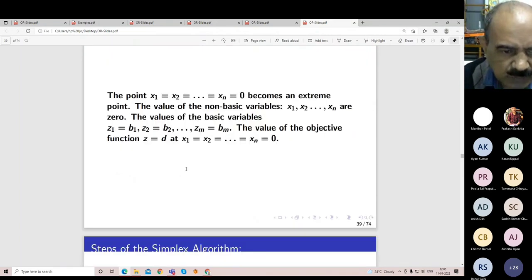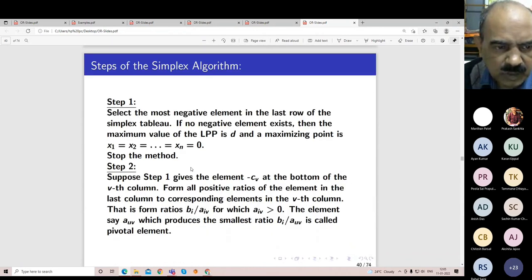Next, these are the steps. Step 1 says select the most negative element in the last row of the simplex table. There are altogether m plus 1 rows, so consider the last row. In the last row, select the most negative element other than the d value, since d represents the value of the objective function. Apart from that, there are another n elements, and you will select the most negative element.